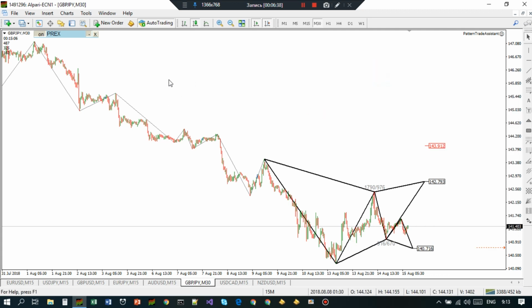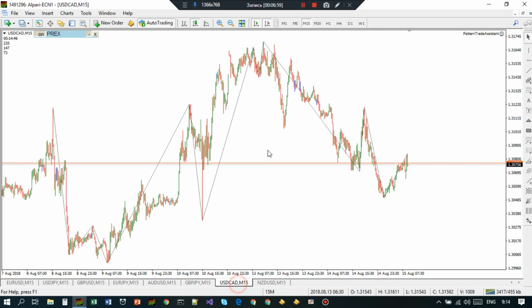Now you see this here, this sound. It is a sound saying that we are about to finish our 15-minute candle, that the new candle is 10 seconds left till the new candle appears.